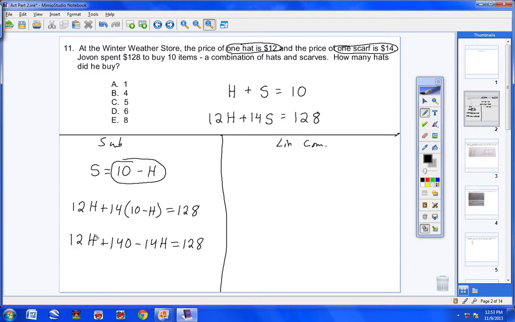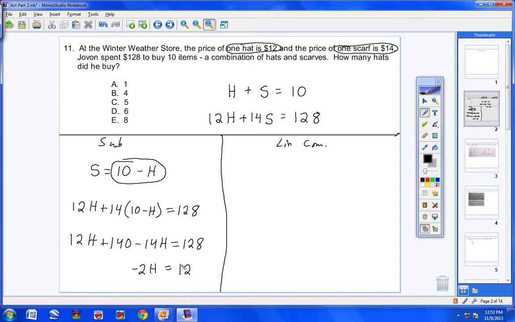Positive 12 and negative 14 is negative 2h, and I would bring my positive 140 to the other side, and when I brought it over I would make it a negative 140. So 128 minus 140 would be 12.